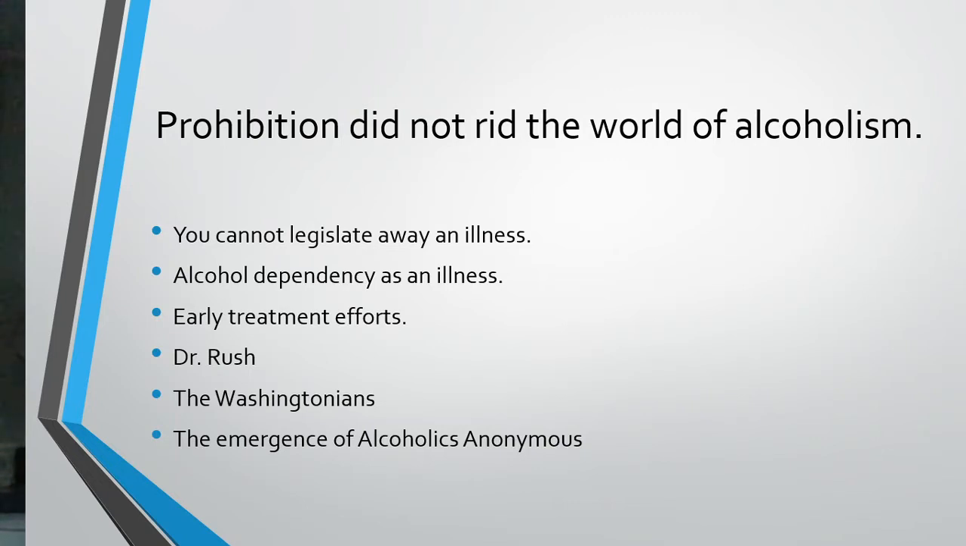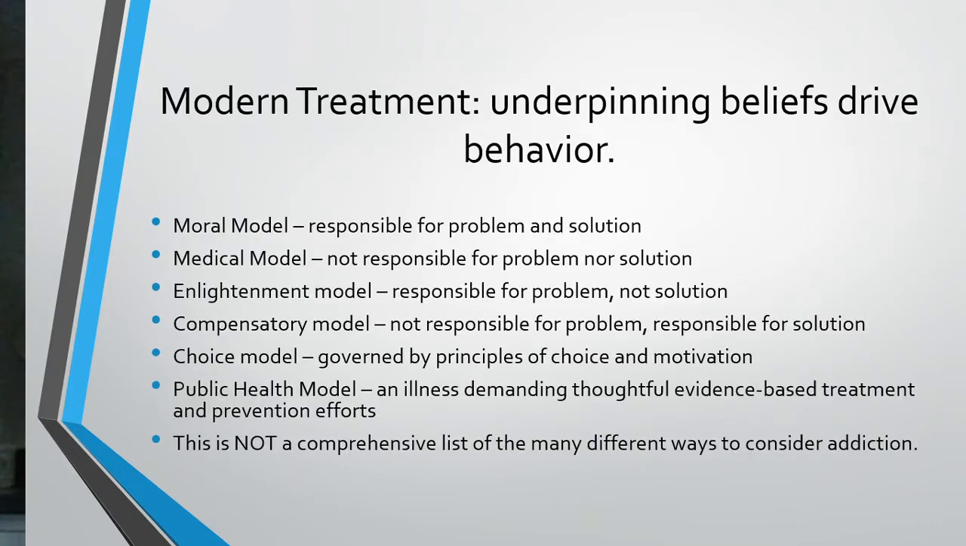The Washingtonians was a religious group that pushed sobriety in this country. The emergence of Alcoholics Anonymous came out of the Washingtonians and the Oxford groups and the Emmanuel groups and a whole bunch of other groups that were early efforts to create alternatives for people who were sick and wanted to get well. Modern treatment emerged from all that, and modern treatment and treatment today.